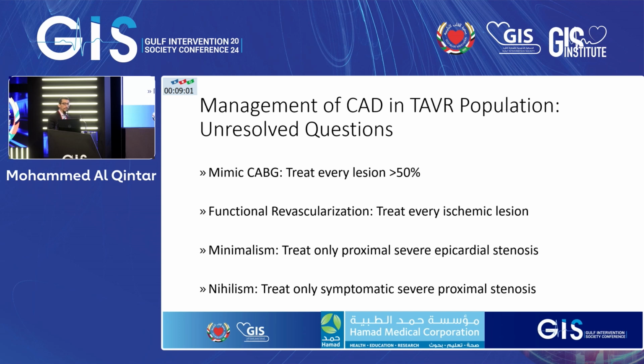And if you think about how we handled CAD in the TAVR population, early on in the game we were mimicking CABG. We were treating every lesion that was more than 50%. Our thinking has evolved, using functional revascularization. We treat only the ischemic lesions. And in the recent 5 years, we're only treating proximal severe or even symptomatic severe lesions.